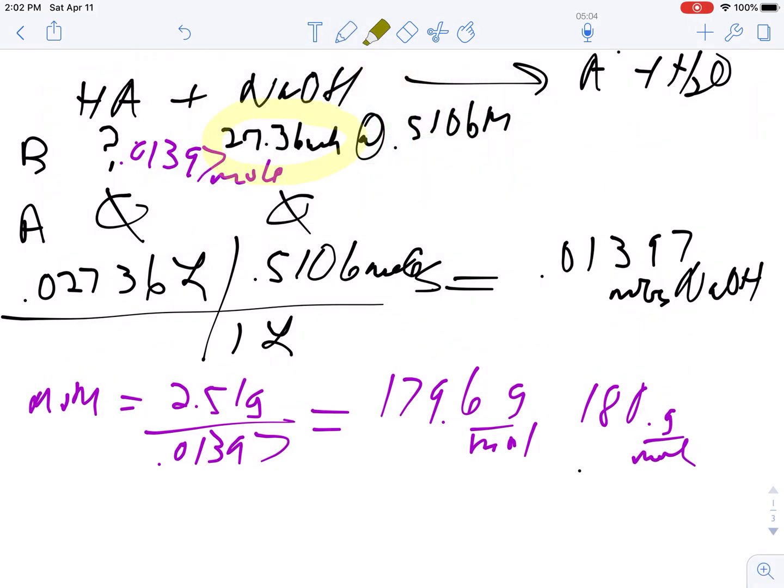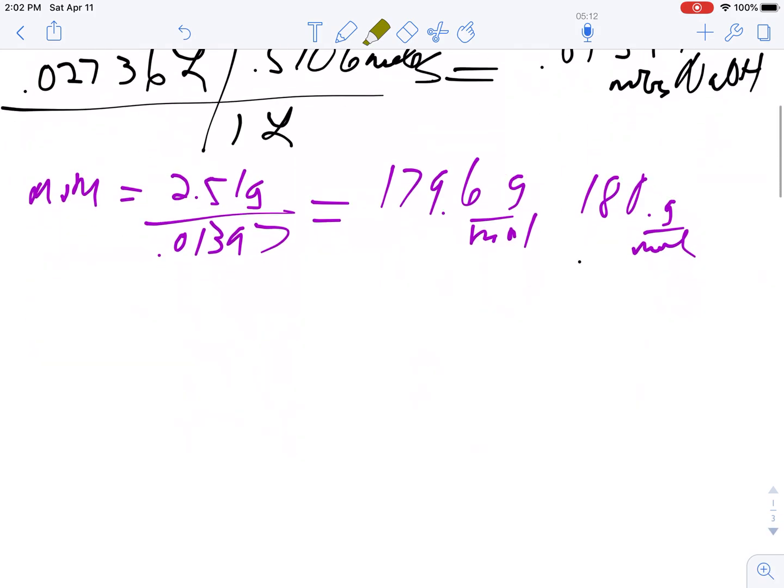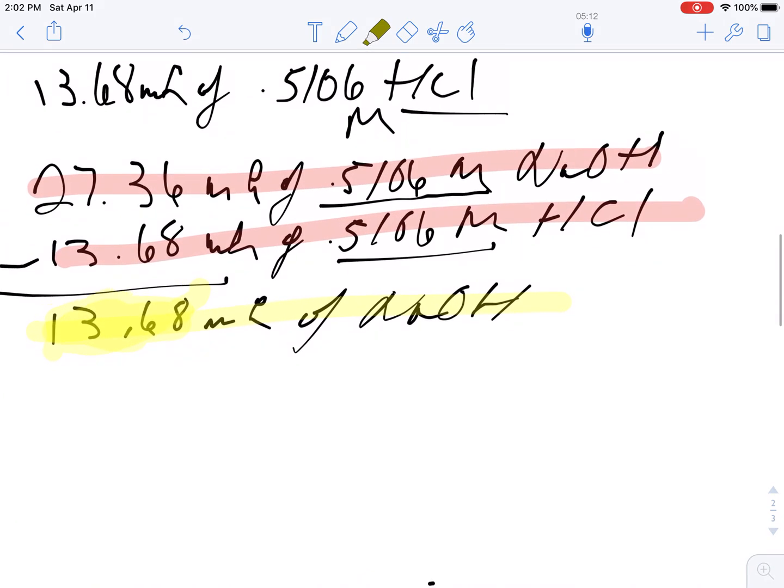Okay? So if we're adding half of the amount, we're adding half the number of moles. So we actually don't even have to really work it out, because if we're adding half the number of moles, we are at halfway to the equivalence point. And at halfway to the equivalence point, the pH is equal to the pKa. And they told us the pH in the problem was 3.48.